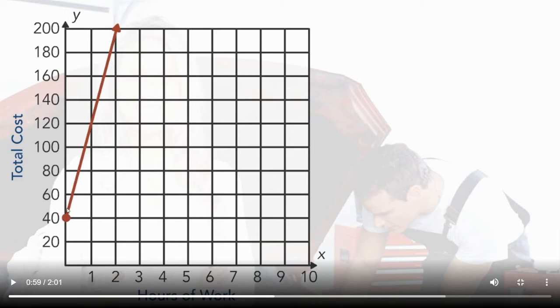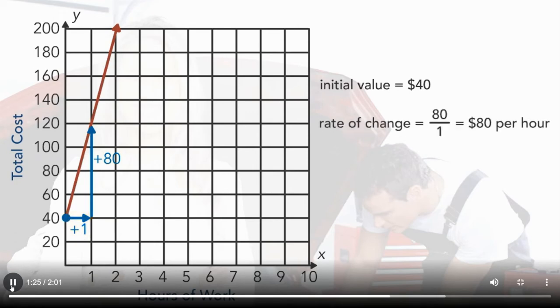The initial cost, that would have been right here at 40, just above the 40 mark. The serpentine belt costs $40, so $40 is our initial value. That's why the y-intercept is located here, at the $40 point. Now that I've told Dina the initial value, I need to give her the rate of change. To find that, I need to find the slope of the line on the graph. The rise is 80, and the run is 1. Now Dina knows that the rate of change is $80 per hour.